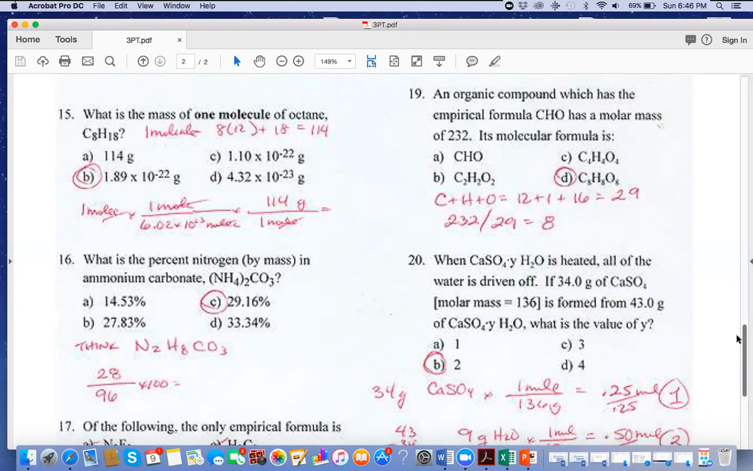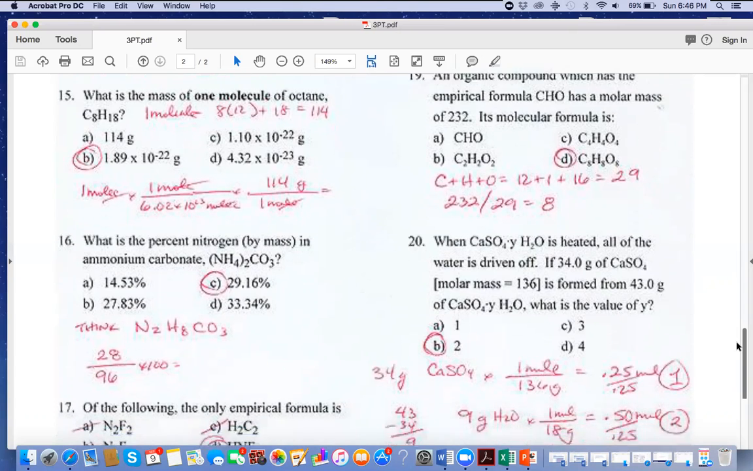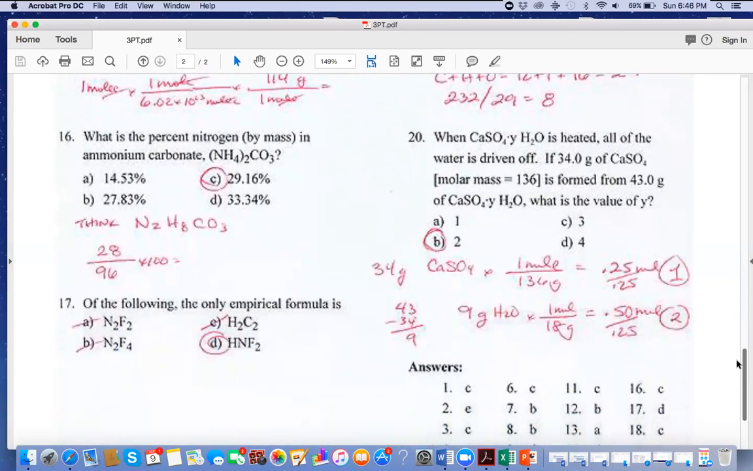When the hydrate CaSO4 is heated, all of the water is driven off. If we have 34 grams of CaSO4, the molecular weight of 136, formed from 43 grams of the CaSO4 hydrate, what is the value of Y? So in this case, we have to do some dimensional analysis. We've got to figure out the moles of our CaSO4, and then we can determine the moles of water. In this case, our hydrate is 2.